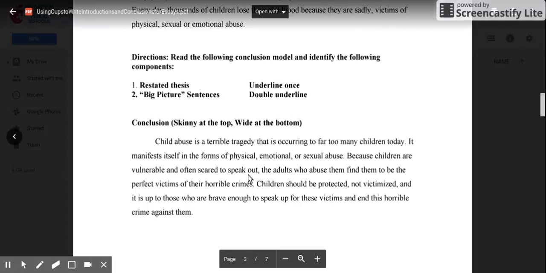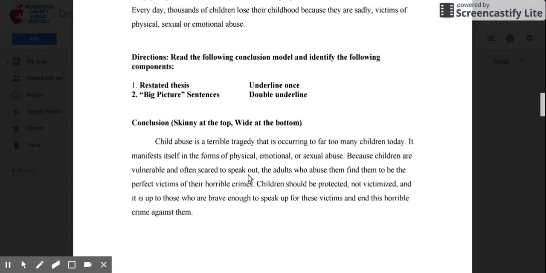So what the writer has done here is they have restated their thesis. They restated their 3 main points, and they have given a big picture sentence at the end. Okay, notice the conclusion is much smaller than the introduction.